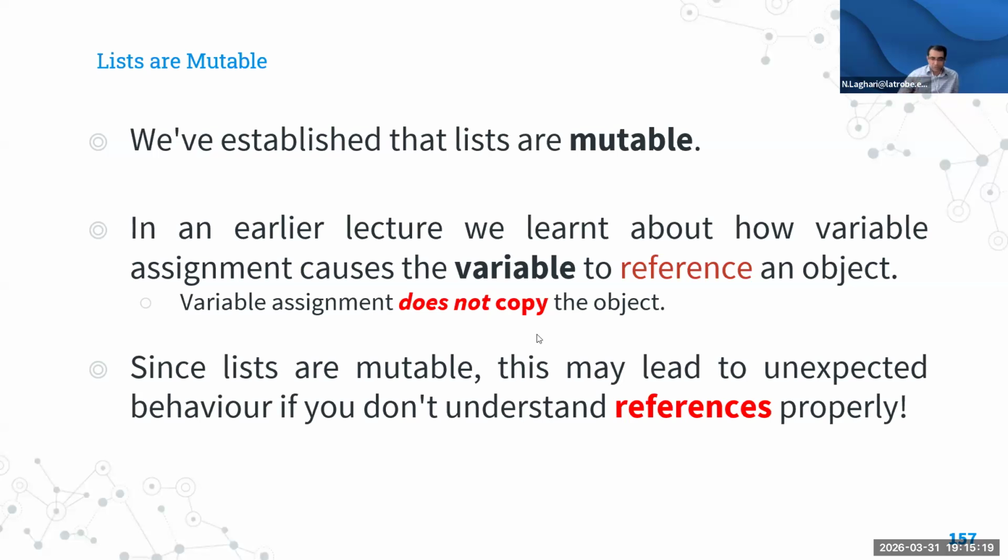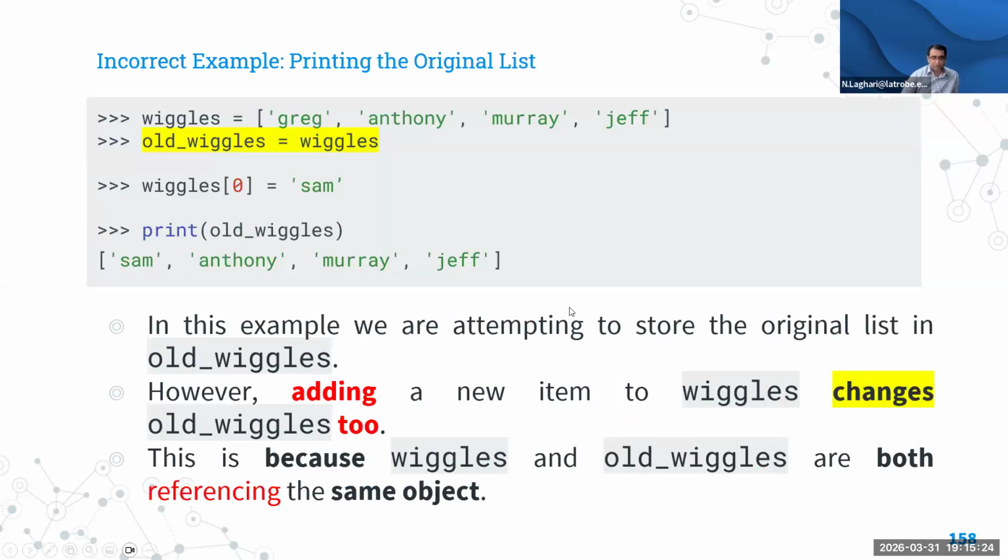In a similar way we can create a reference to our list. For example, here we have Wiggles, with Greg, Anthony, Murray, and Jeff. So old Wiggles is Wiggles. Okay, and we say Wiggles 0 is Sam. When we print old Wiggles, you see that Sam is also printed with old Wiggles. It means that when we created old Wiggles, a new list was not actually created; rather, a new reference to the same list was created.